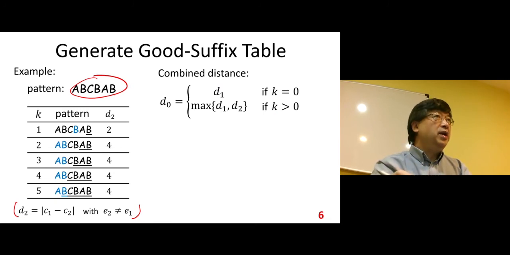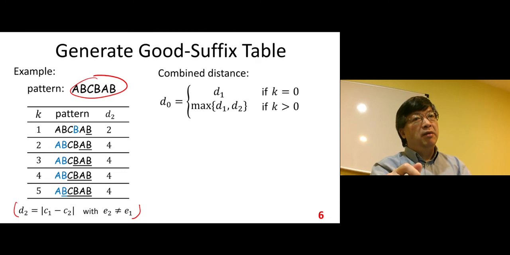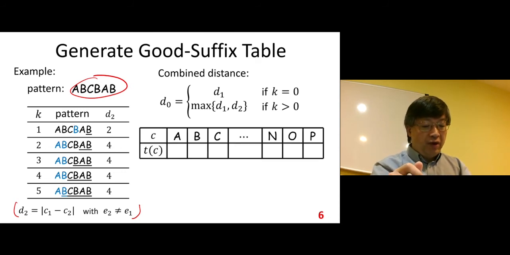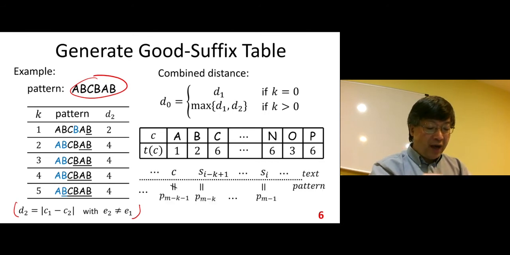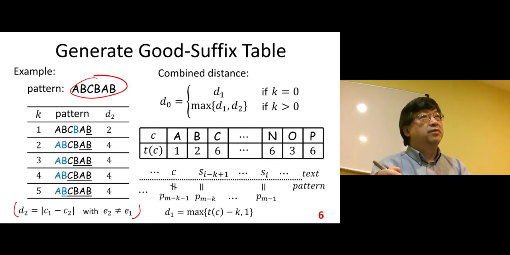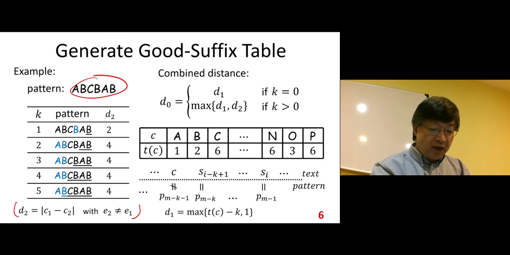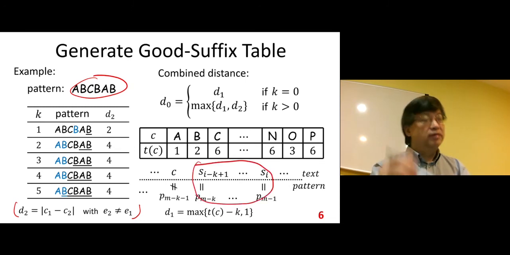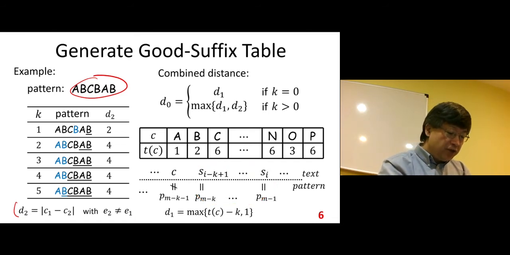So now we are ready to do the matching. But before we do the matching, let's review a little bit. The T-table, we can calculate it easily because we need to use this table to calculate the D1 distance. Use the K. The meaning of K is here: good suffix length. So that's the K meaning.